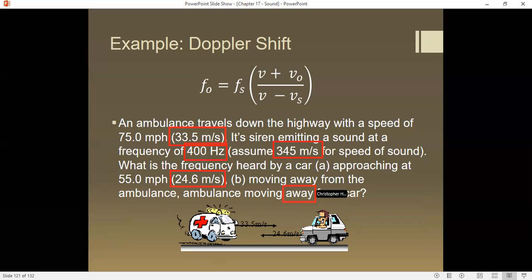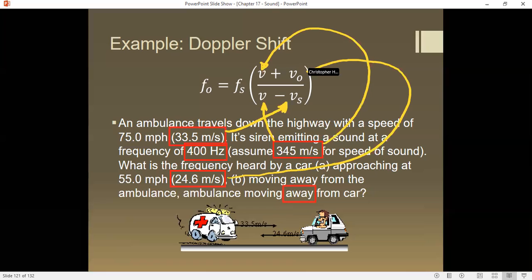Okay, so let's diagram where everything goes. The ambulance is the source, so that goes in this part of the equation right there. The speed of sound is V, so that's where that goes. The observer, that speed goes there. And here's the frequency of the source. Right there, lots of arrows. But that's where everything's getting plugged in.